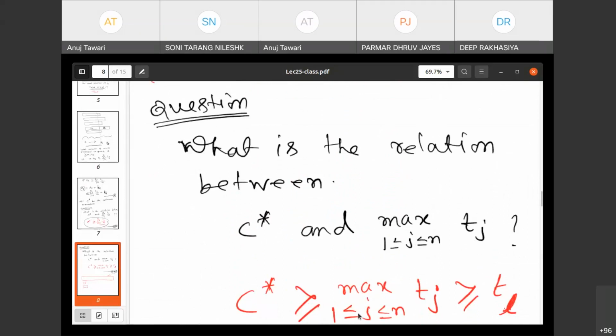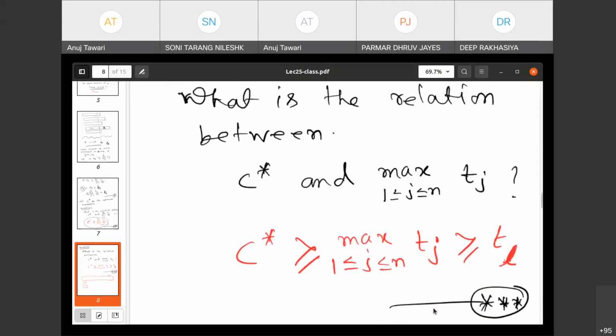C star should be at least the maximum processing time of a particular job, right? Because whatever job has the maximum processing time, it should be allocated to some machine, and therefore C star would be at least this much, which is at least TL. We don't know the processing time of this Lth job. It could be maximum, it could be minimum, but it will always be less than or equal to the maximum processing time of any job, right? So now we have these two equations.